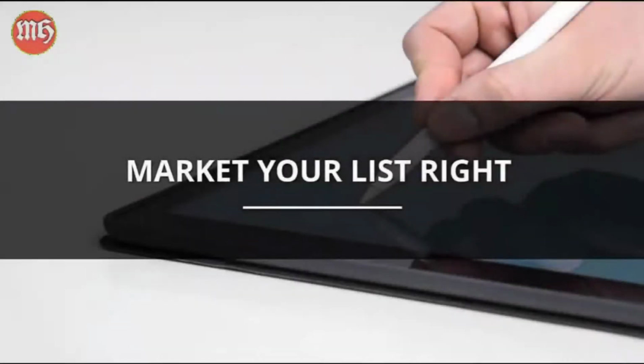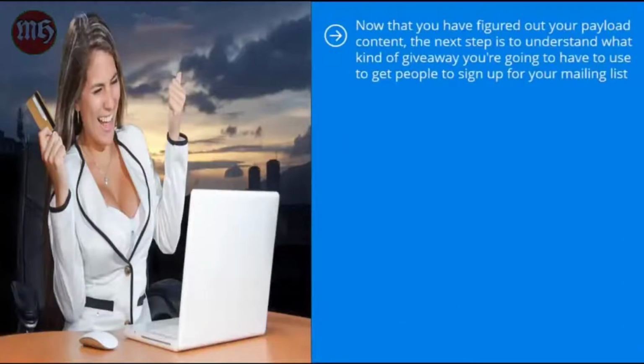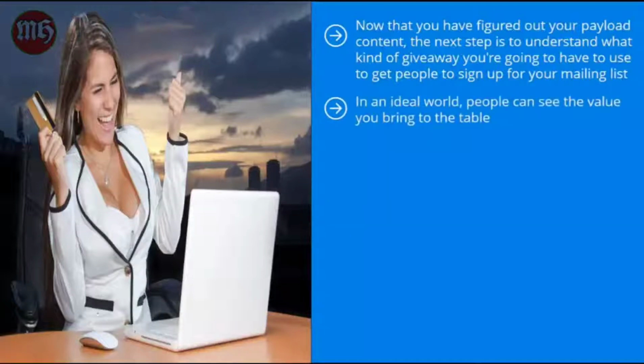Market your list right. Now that you have figured out your payload content, the next step is to understand what kind of giveaway you're going to have to use to get people to sign up for your mailing list. In an ideal world, people can see the value you bring to the table. They only need to look at the content you share as well as the crucial information they get from your premium content. They see this premium content and they see what you're about, what you have to offer, and why it's such a good idea to sign up to your mailing list.